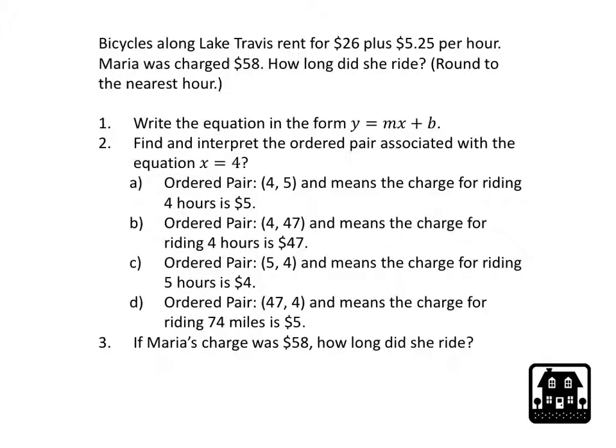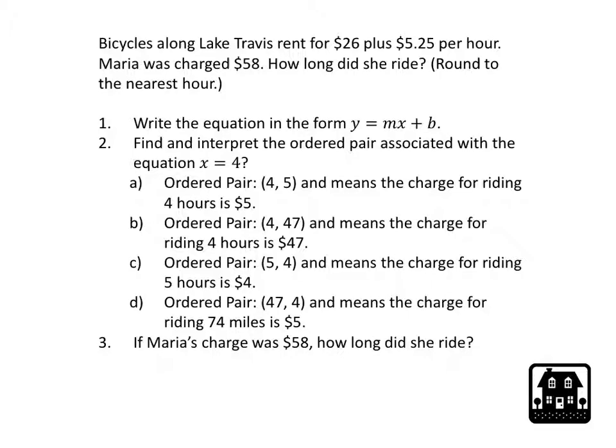So we're going to do several things, and we're going to write the equation y equals mx plus b, and then we're going to talk about different ordered pairs. We're going to say, what is the ordered pair associated with the equation at x equals 4? And you're given 4 options here. And then finally, we're going to answer the question. If Maria was charged $58, how long did she ride?